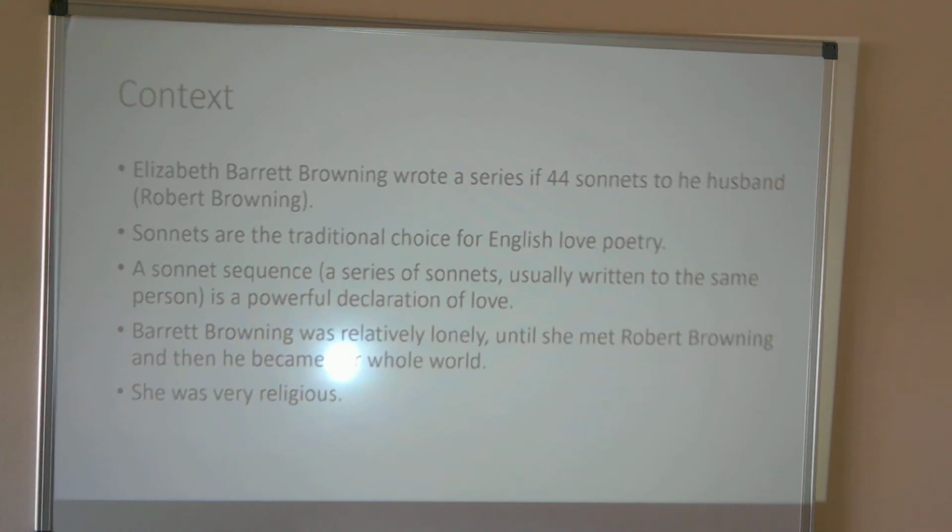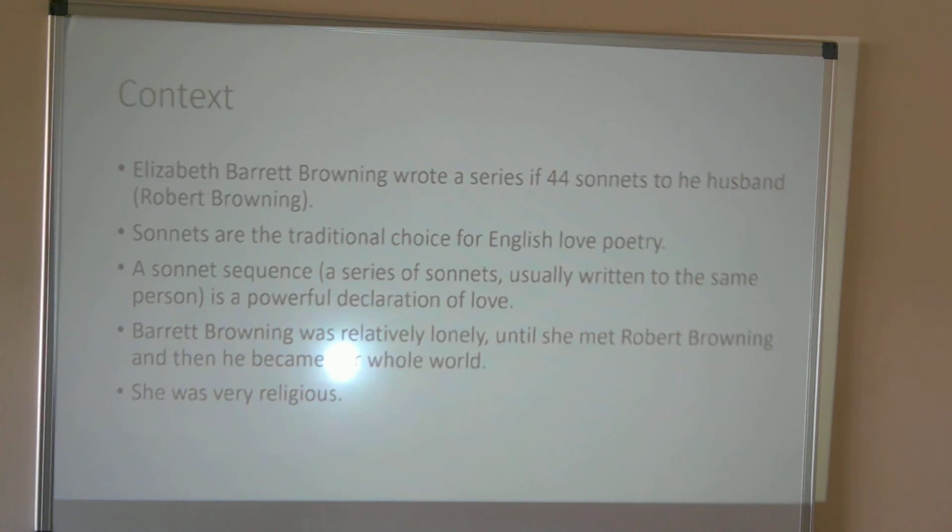Okay, the context of this. Elizabeth Barrett Browning wrote a series of 44 sonnets to her husband, Robert Browning. They were called Sonnets from the Portuguese, and they all follow this theme of her love for him. Sonnets are a traditional choice for English love poetry. Ever since Shakespeare wrote a series of sonnets, it's been seen as the way to write love poetry for someone that you really care about. A sonnet sequence, as we call it, is a powerful declaration of love.